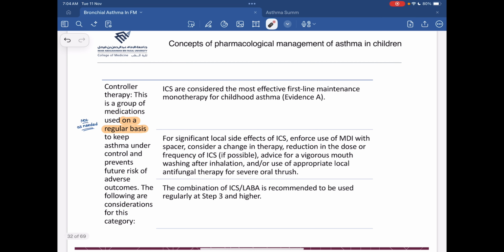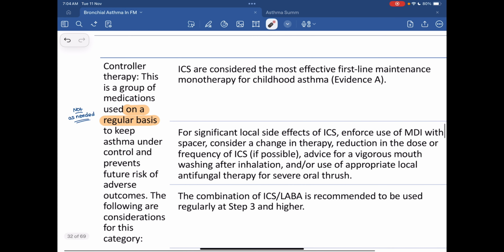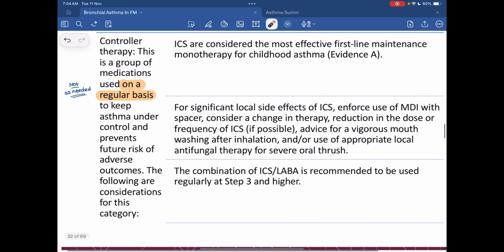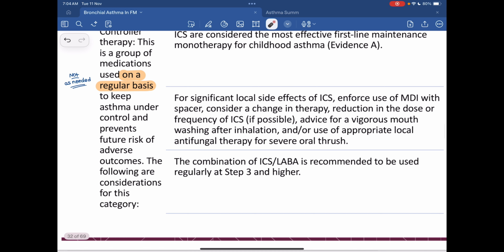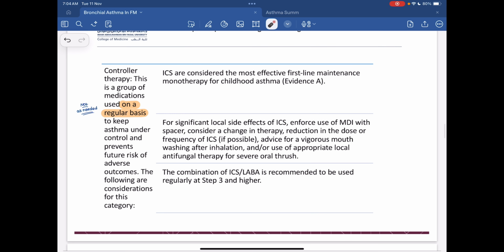Concepts for controller therapy. Controller therapy is used regularly, most likely daily, to keep asthma under control and prevent future risk of adverse outcomes. We need these following considerations. ICS, the most effective. Oh my God, okay, we understood. It's the most effective first-line maintenance monotherapy for childhood asthma.